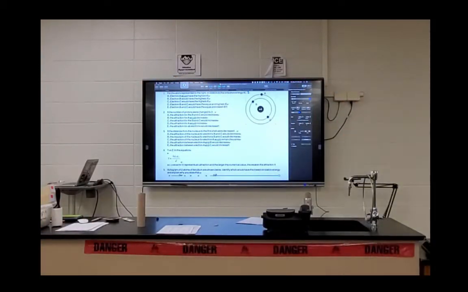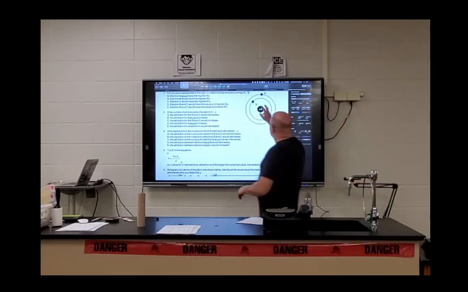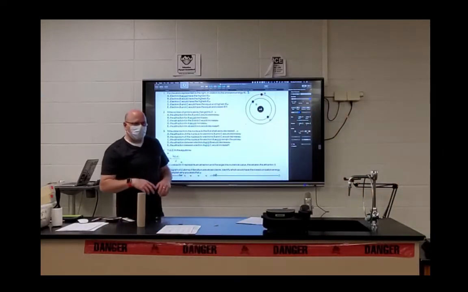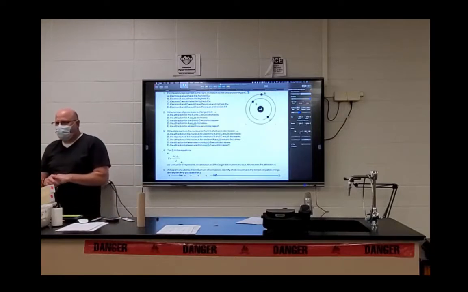Can the V be negative in the equation? Yes. In all of these, it's negative. It can also be positive. And really the only one that would relate to that would have been this question 5 where we were talking about the repulsion between those two electrons. Okay?